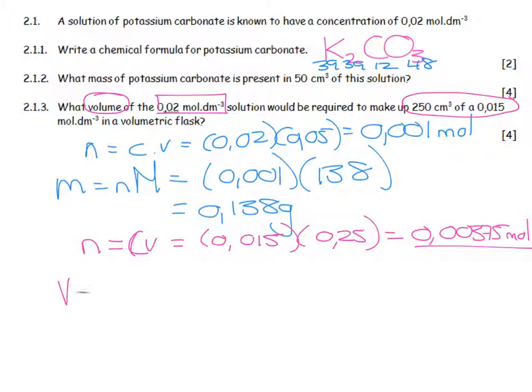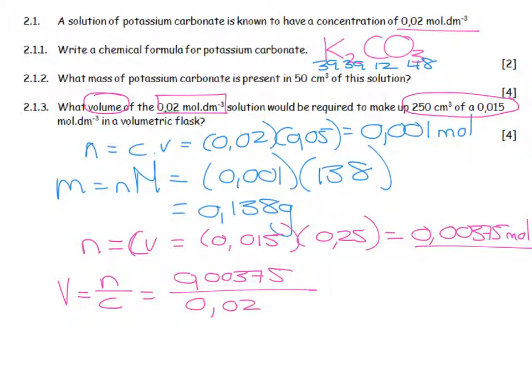Then we are asked what volume of my original solution would have that many moles in it. So I'm going to go volume is equal to number of moles divided by concentration. My original solution's concentration was 0,02, and I land up with 0,188 decimeters cubed. So what would I have to do? I would be taking 188 milliliters or centimeters cubed, putting it into the 250 centimeter cubed flask, and then diluting, in other words, filling up with water to the 250 mark.